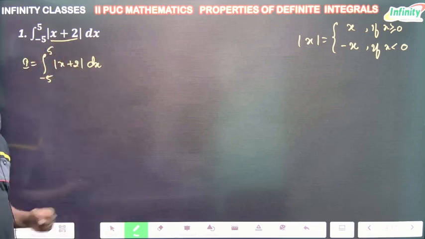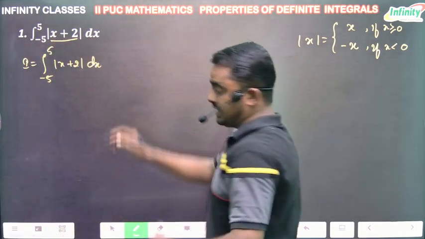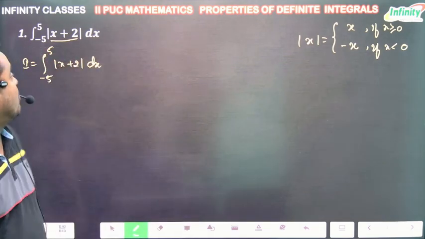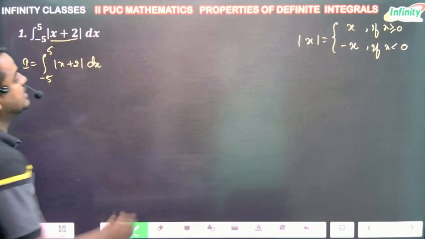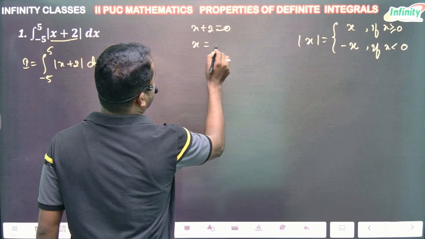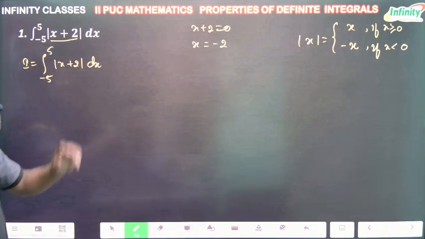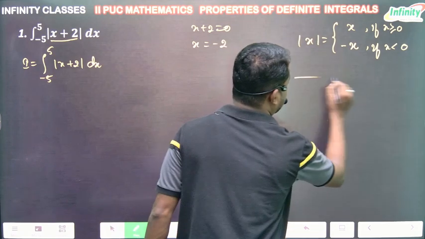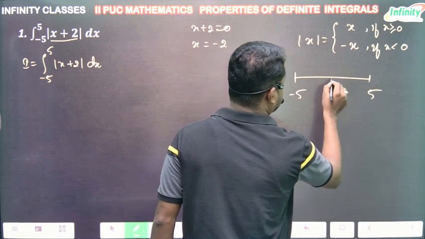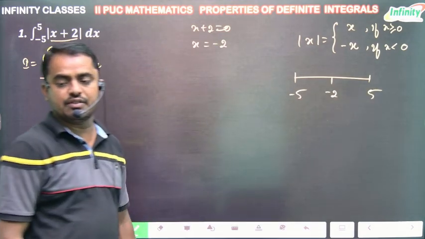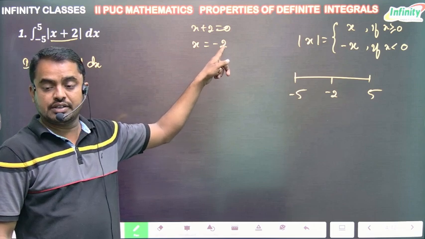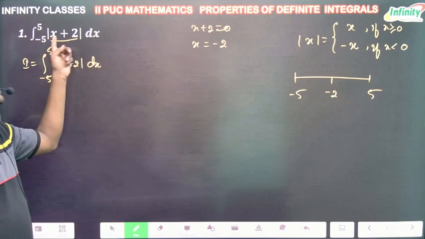So in the same way, x plus 2 here. We have to first find the critical value or critical point of this function, for which value this function will become 0. So we have to take x plus 2 is equal to 0, and x is equal to minus 2. Now I am going to draw the number line here, that is minus 5 to 5, and this minus 2 lies between minus 5 and 5. This is the critical point. At this value, x plus 2 will become 0.